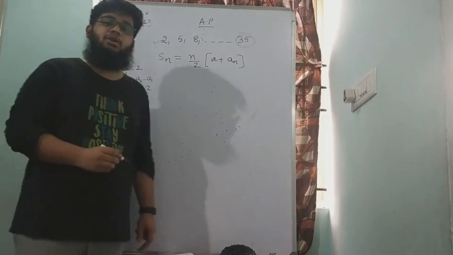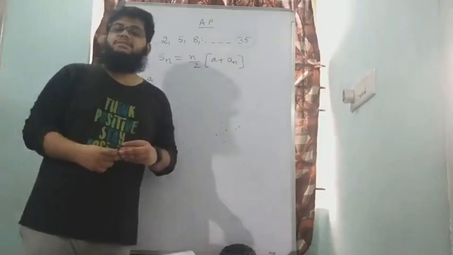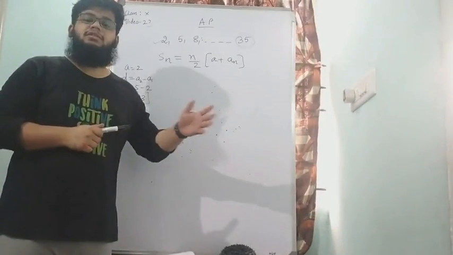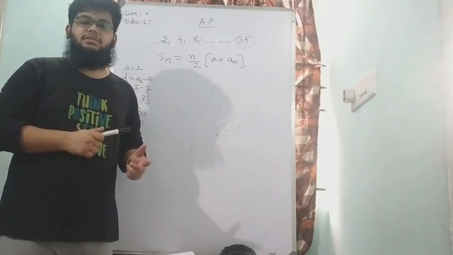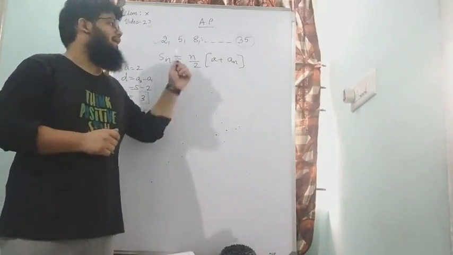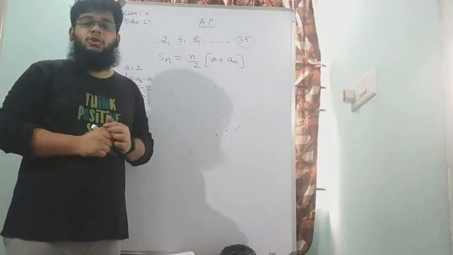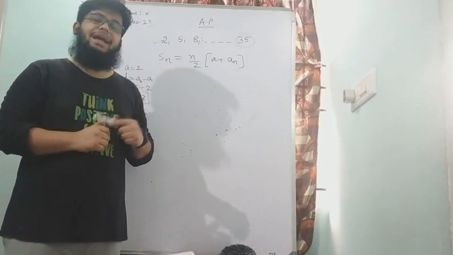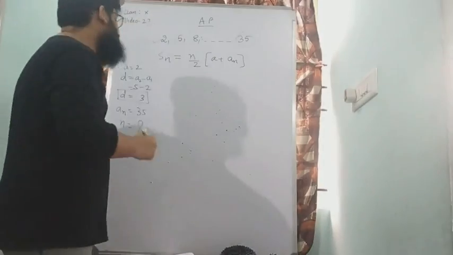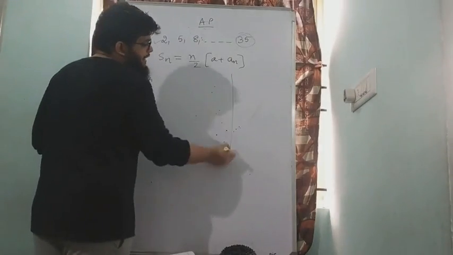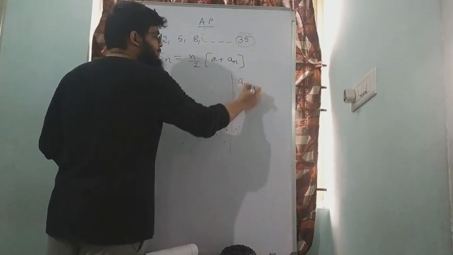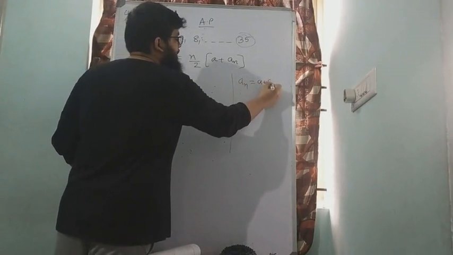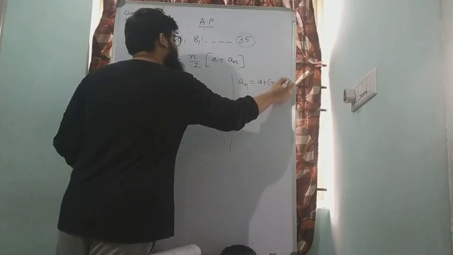n means number of terms. In previous problems you have seen, find the sum of 10 terms, find the sum of 20 terms, 30 terms. So the number of terms was given. In this problem, the number of terms is not given. So our first work is to find out what is going to be the value of n and then do the problem. So to find out the value of n, I can make use of the an formula. An is equal to a plus n minus 1 into d, right?